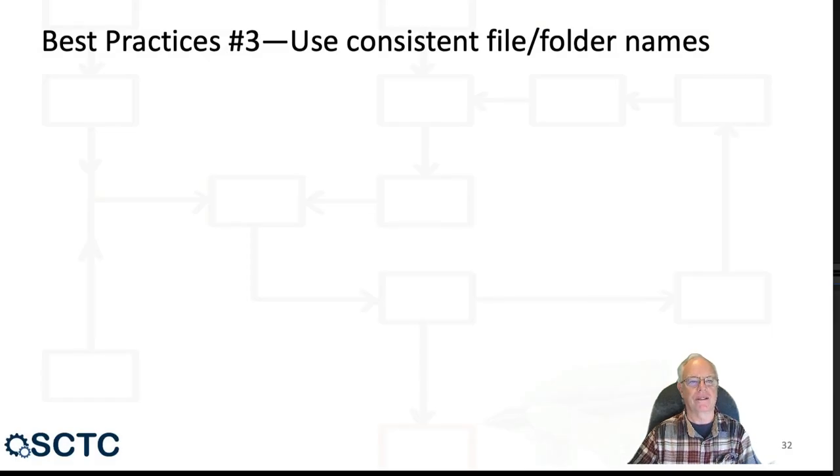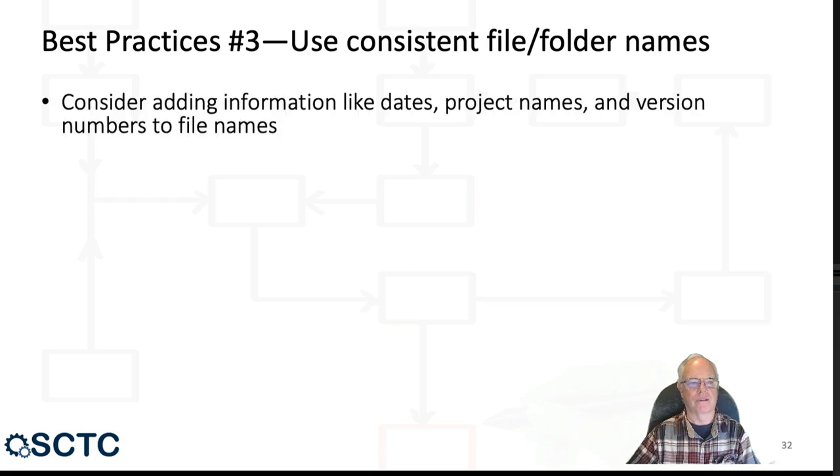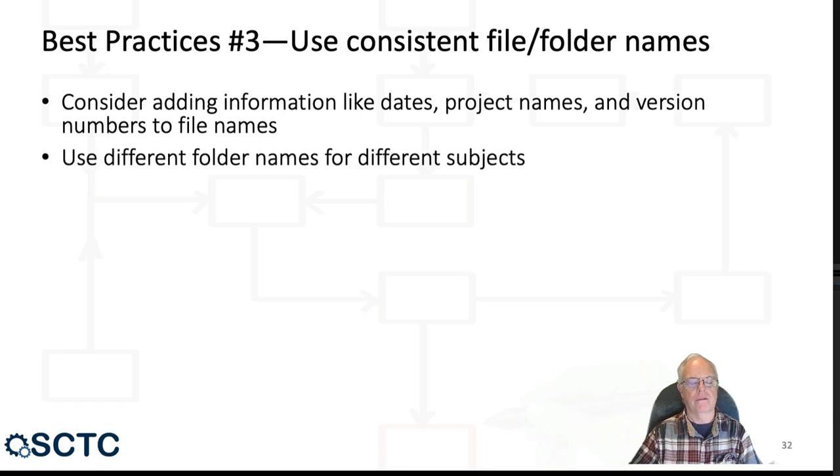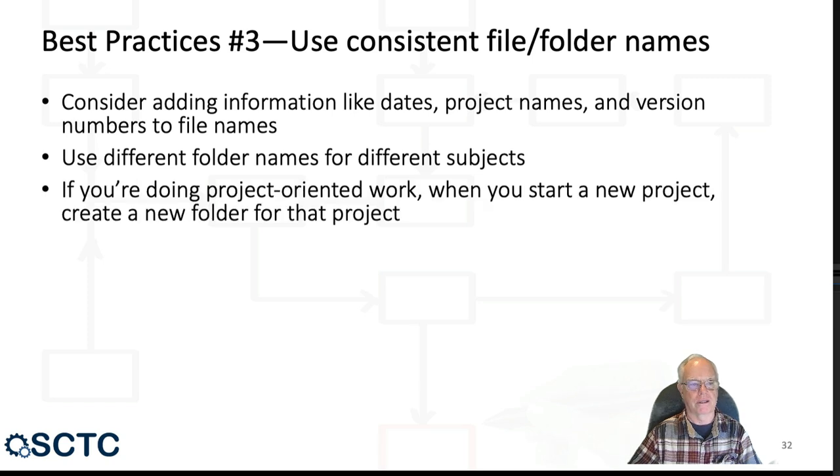And finally, the best practices number 3, use consistent file and folder names. You can add information like dates, project names, and so forth to the file names themselves. That makes them easier to find. And use different folder names for a different subject. I mean, that obviously makes sense. You want to name the folder something that indicates what the contents are, whether it's, say, invoices or 2022 in the case of my tax documentation. So you have a folder name that's meaningful for the contents.